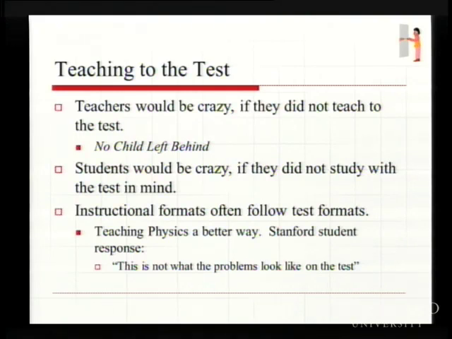Teaching physics, so we've gone in and taught sections of physics here in the physics department, and we see that the students do better based on our instruction, but the Stanford student response is pretty stereotypical. This is not what the problems look like on the test, right? So they want their instruction to match what the test looks like. Even though the way we're teaching them will get them to do better on the test, they want the match.